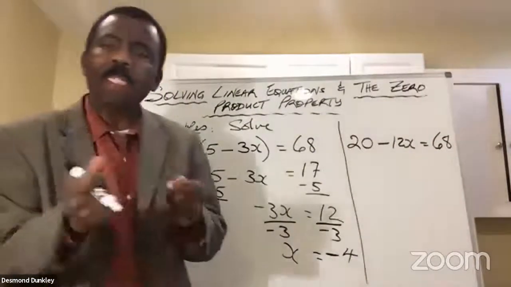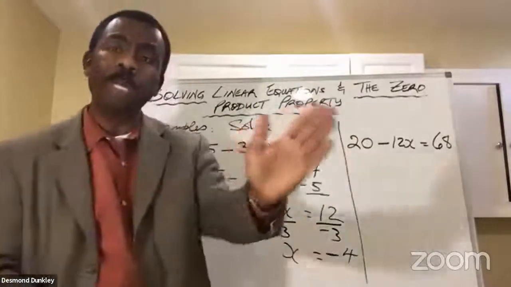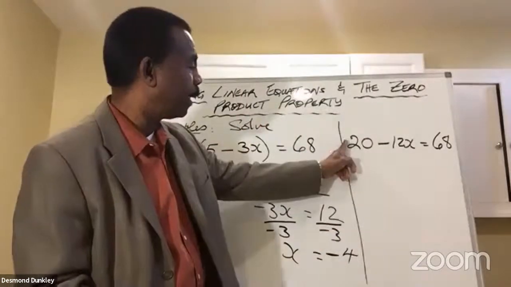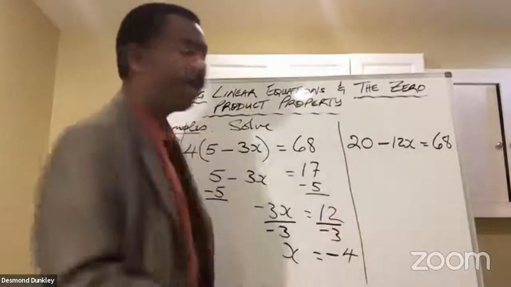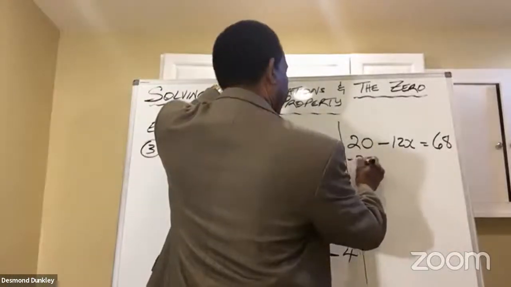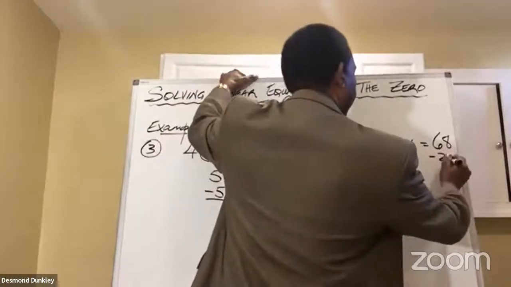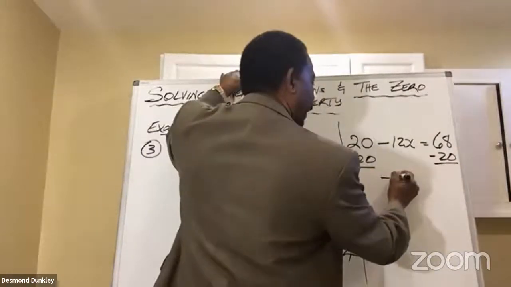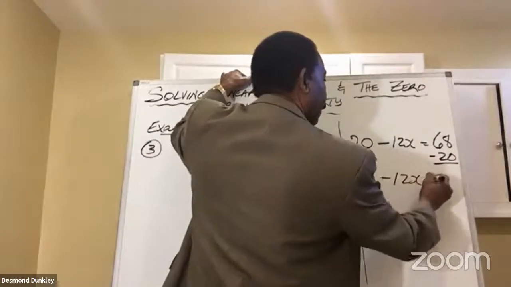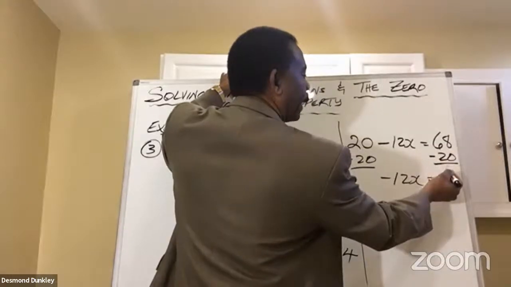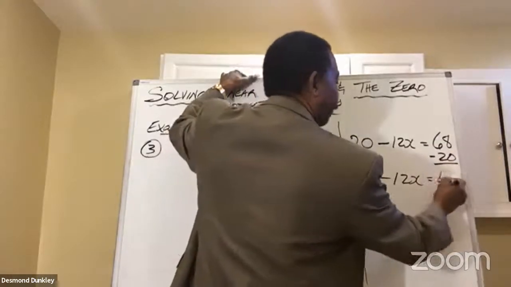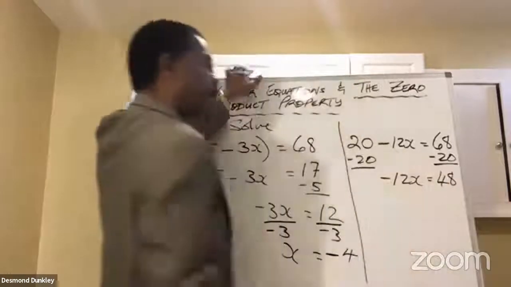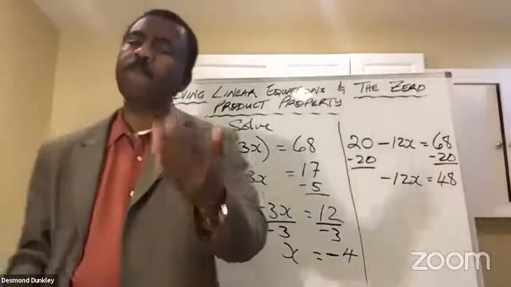So now we need to get x by itself. We could subtract 20 from both sides. It's positive 20, so we're going to subtract 20 from both sides. This cancels, so we're left with -12x equal to 68 take away 20 gives me 48. So now -12x is 48.